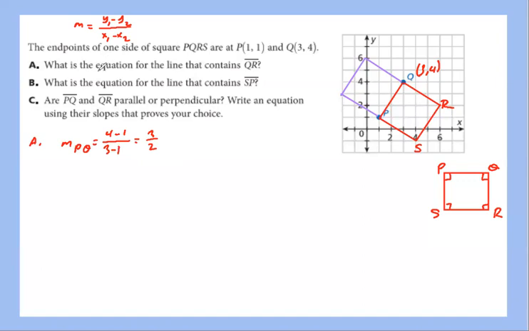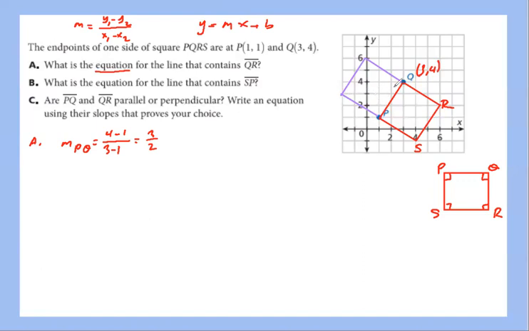But the question says the equation for the line that goes through Q and R. So we need to find a line that goes through Q and R. When we say equation, maybe I should have said before, we usually mean a couple of different forms, but mostly we use mx plus b form because it tells us the slope immediately and the y-intercept. So we use that.